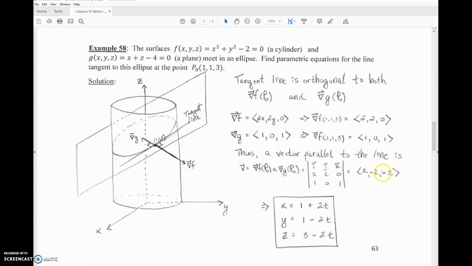So that's our vector that's parallel to the line, which gives the coefficients of t for each component of the parametric equations. The point that's on the line is the one that's given, the point 1, 1, 3. So x equals x naught plus v1 t is x equals 1 plus 2t, and y equals y naught plus v2 t is 1 minus 2t, and z equals z naught plus v3 t is going to be 3 minus 2t.